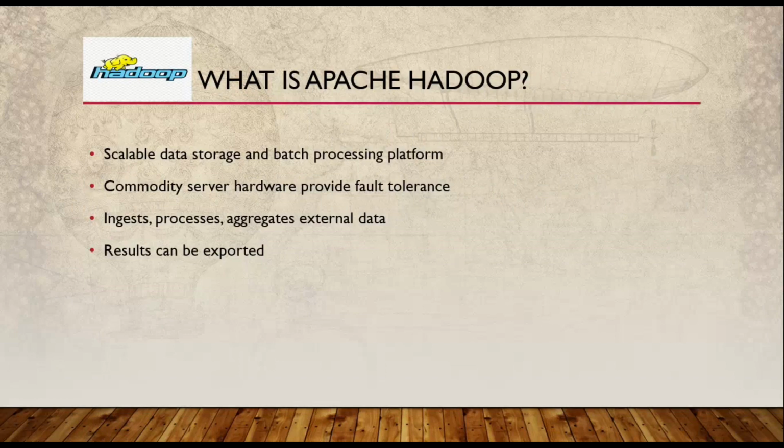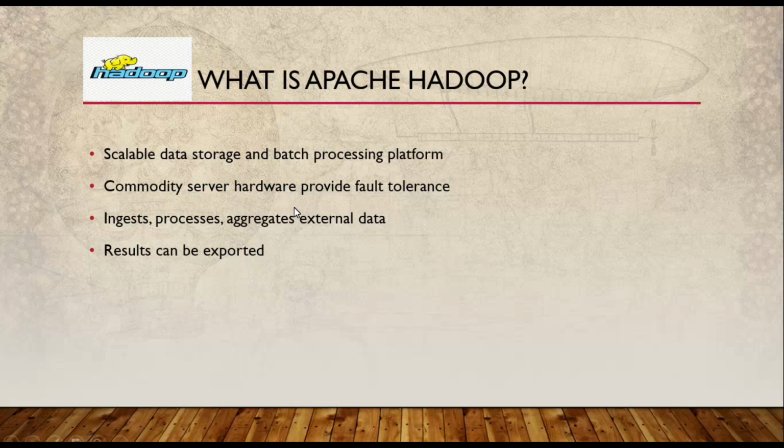What is Apache Hadoop? Apache Hadoop is an open source framework that is used to efficiently store and process large datasets ranging in size from gigabytes to petabytes of data. It is a standard platform of big data. It is not a database or a replacement of an existing database. It is a scalable data storage and batch processing platform. It uses commodity server hardware and provides fault tolerance through software.